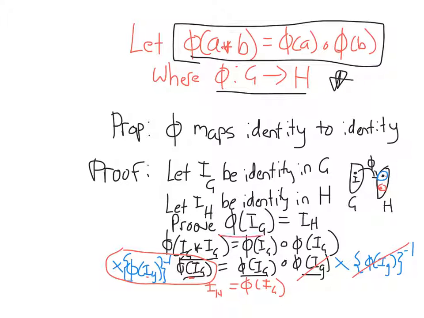I wanted to show that if I apply phi to the identity in G, it will give me the identity in H. So that was actually a pretty simple proof. So note also, homomorphisms map inverses to inverses, but I've left that proof as an exercise.